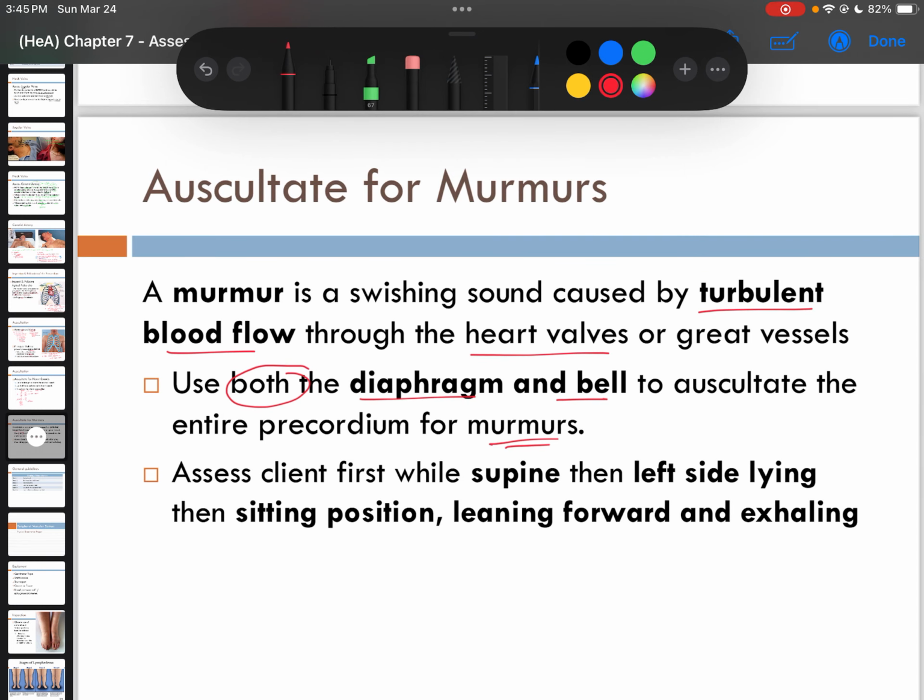Now, the tendency of murmurs is that they have a variety of pitches. Meaning, some murmurs could be high-pitched while some could be low-pitched. That's why it's best to use both, so that we can determine if there is actually a presence of murmurs.